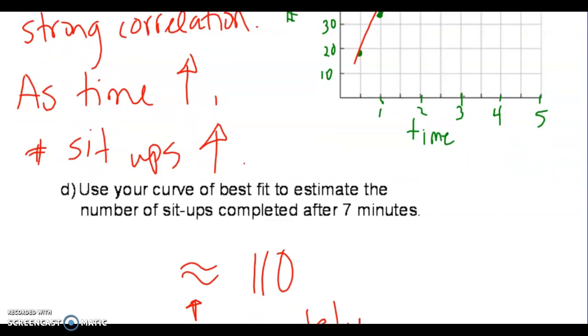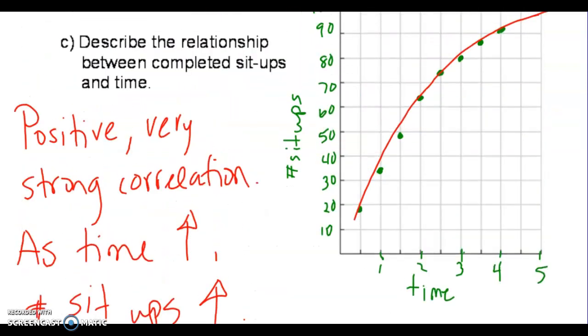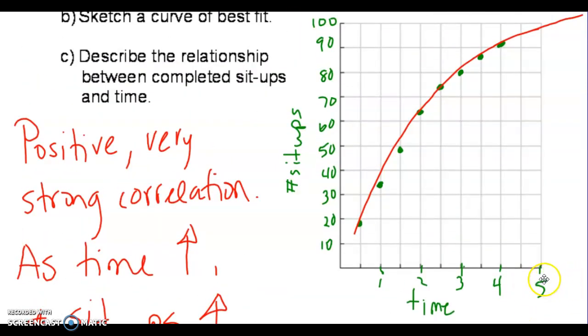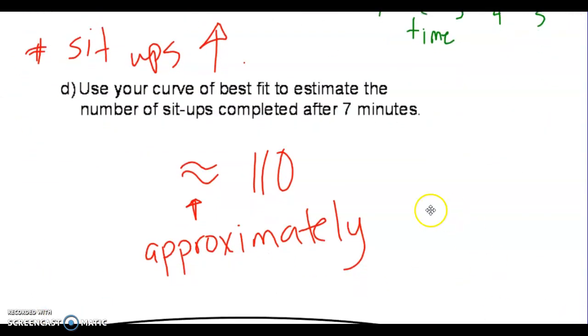D, use your curve of best fit to estimate the number of sit-ups completed after 7 minutes. So 7 minutes, what happens? Look at my graph, it stops at 5. I'm going to have to use extrapolation. Remember that word? I extend my graph, I draw a vertical line up, and I read across, and it would be off this grid here. Once I've extended it, I'm going to say about 110. Okay, and that's what I've written here, approximately 110.